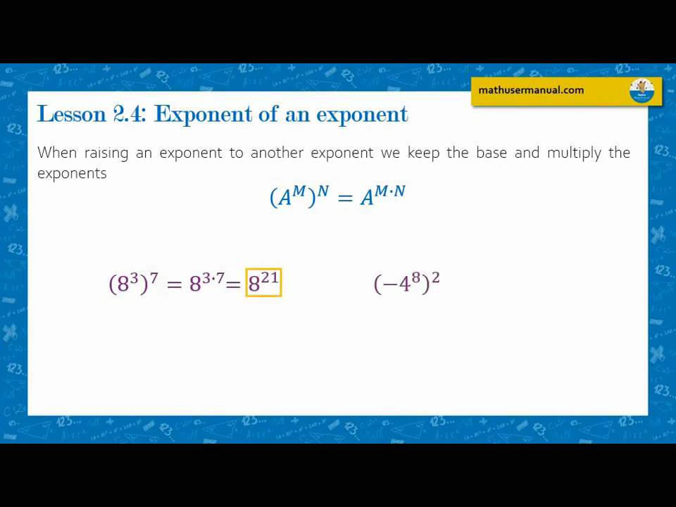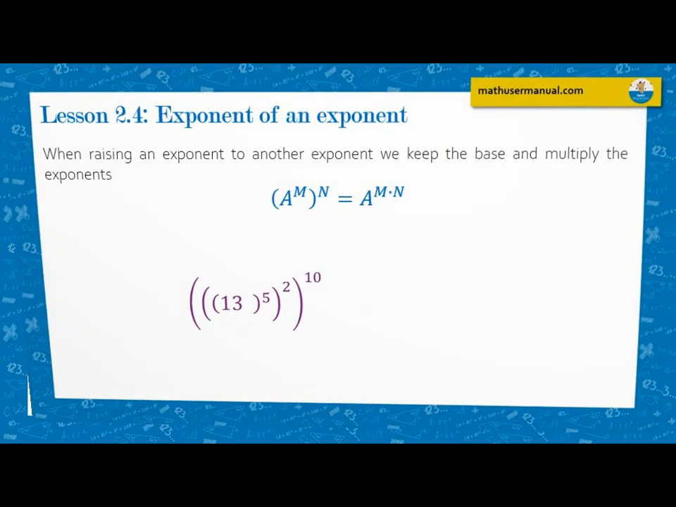Let's do one more for practice, -4 to the power of 8, to the power of 2. Yes, negative numbers can also have exponents. We just have to make sure that in this case, the base is a -4. So we need to copy the 4 with the negative. The negative is part of the base. And then we start raising. So we have an exponent of 8, and then an exponent of 2. So this turns into -4 to the power of 8 times 2, which is -4 to the power of 16.